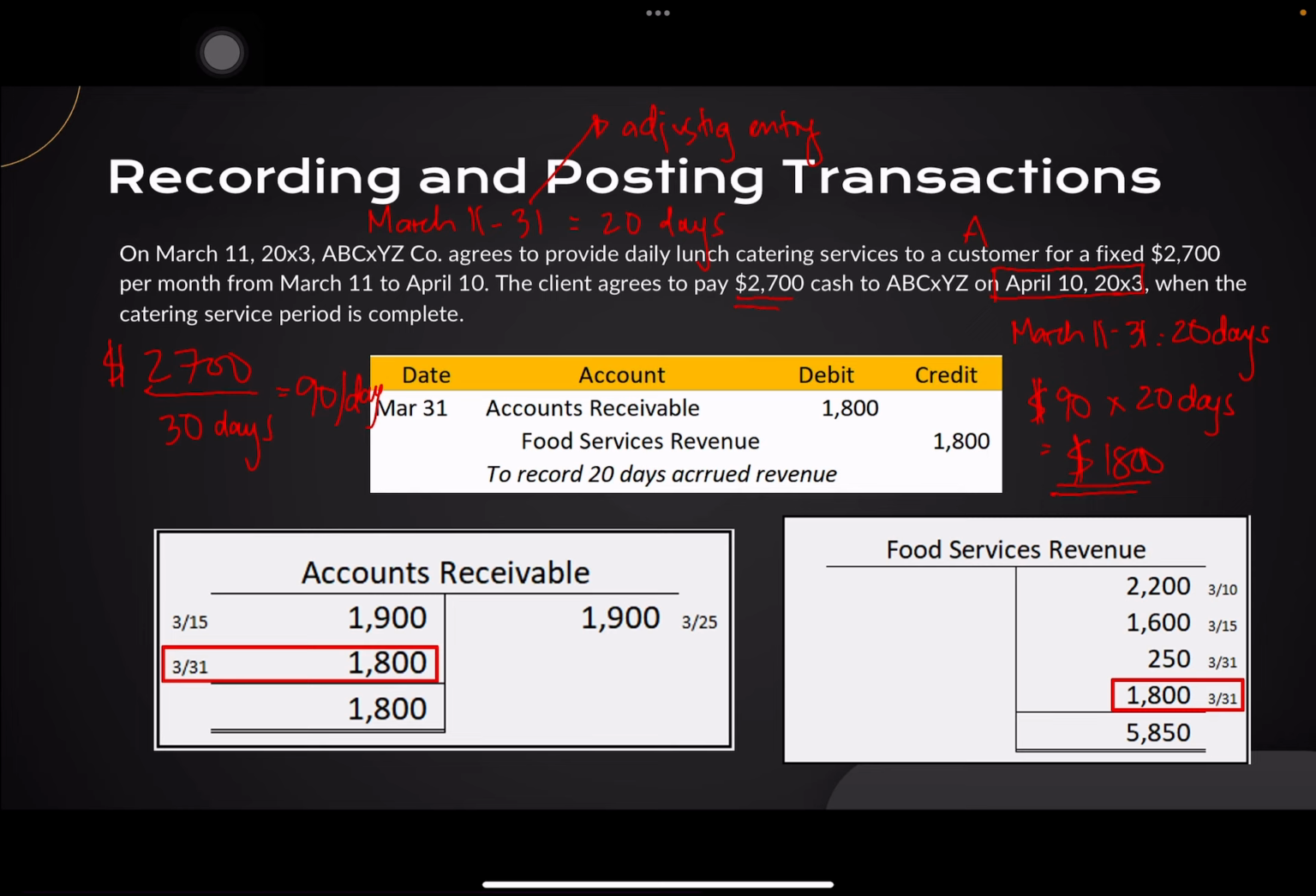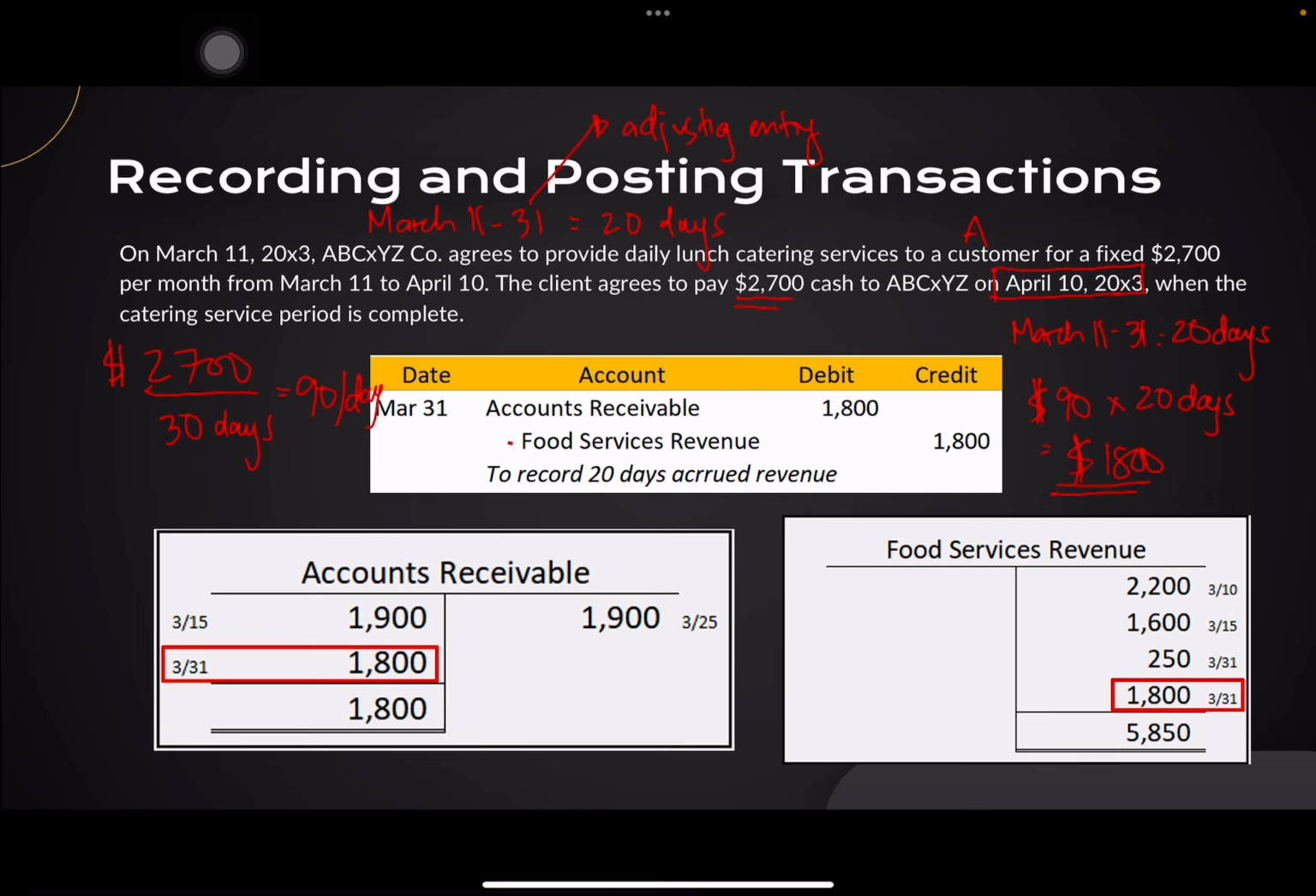As a result, what we need to do is to recognize this revenue on March 31st. Again, when we recognize revenue, we put it on the credit side, or we credit the revenue account, because that is the normal balance of our revenues. So as you can see here, you have food services revenue amounting to 1,800. Again, that is simply $90 per day multiplied by 20 days.